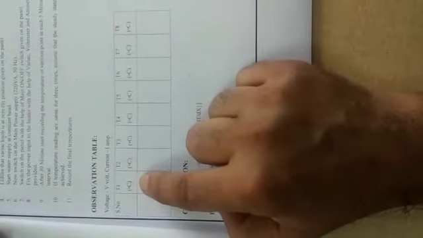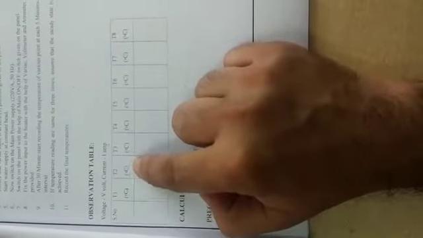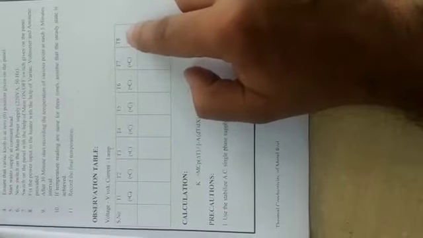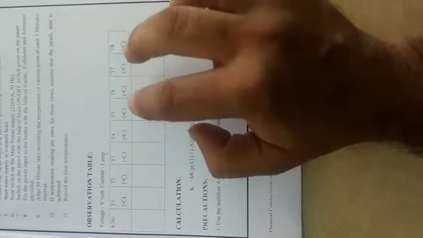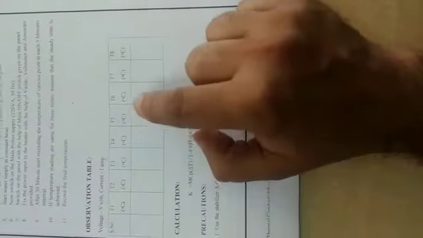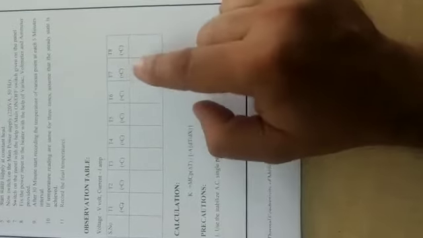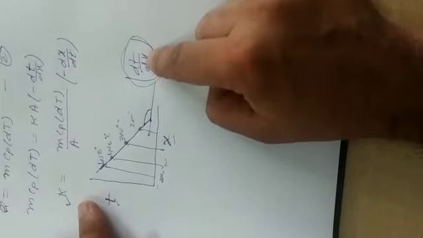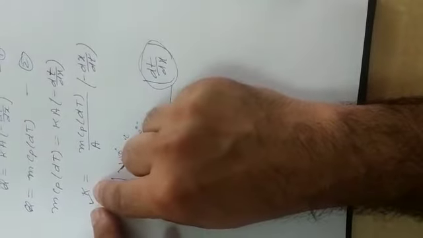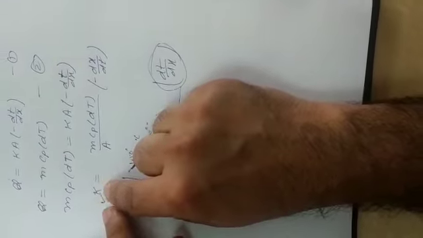Now this is the observation table. Here T1 is the temperature of the inlet water, T2 is the outlet water, and T3 to T8 are the temperatures of the metallic rod at different positions. The positions of the thermocouples are given in the lab manual, like 35 mm from one end, 75 mm from one end, like this. After getting the temperatures, we will plot the curve like this to find the temperature gradient. By putting all the values in this formula, we can easily calculate the thermal conductivity of the metallic rod.